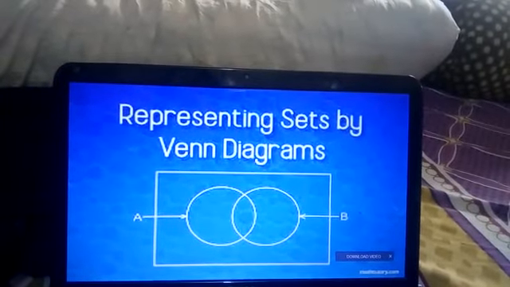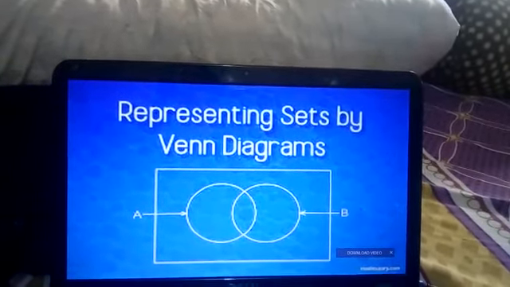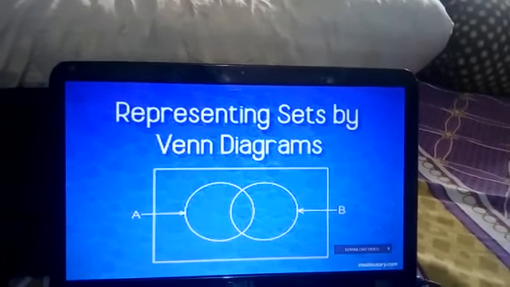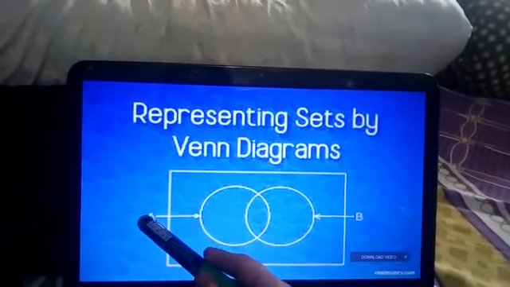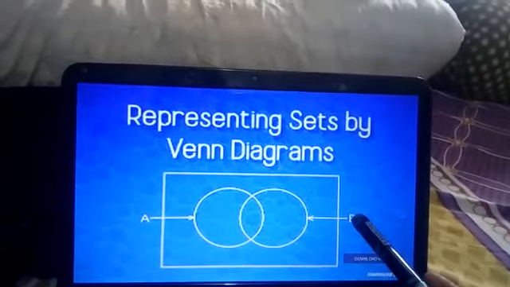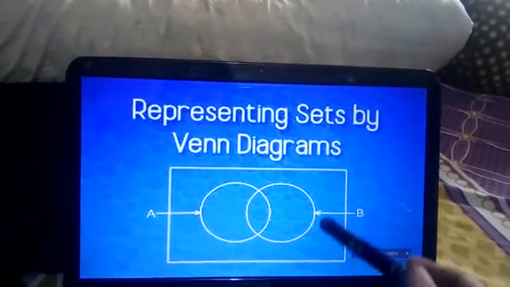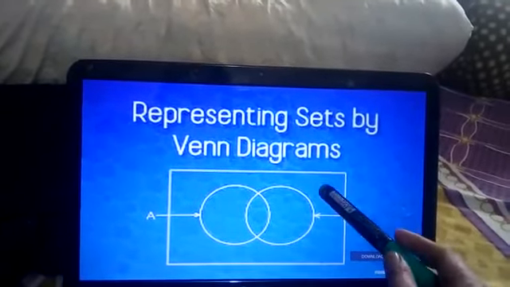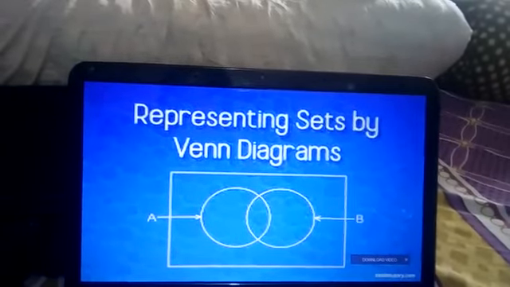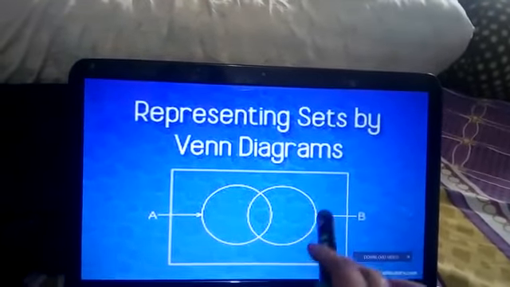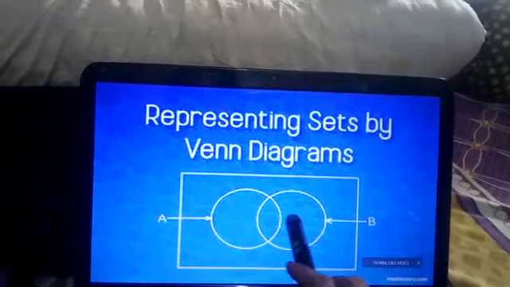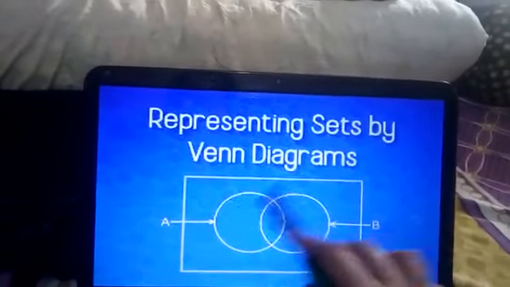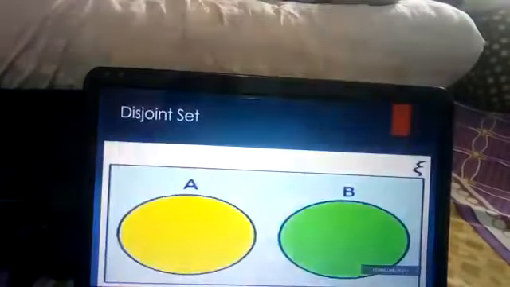This is an example of a Venn diagram where this circle is representing set A, this circle is representing set B, and this rectangle is representing a universal set. The universal set contains all the things under discussion. That means the combination of A and B will be in the universal set.